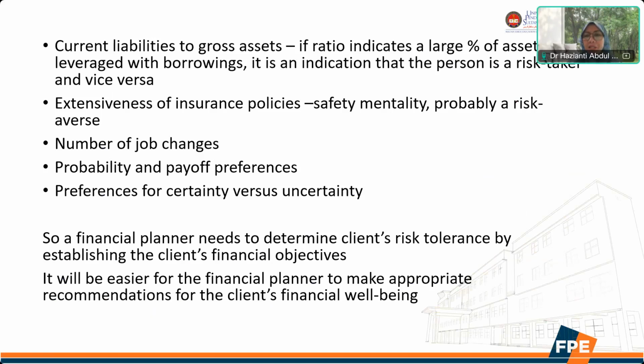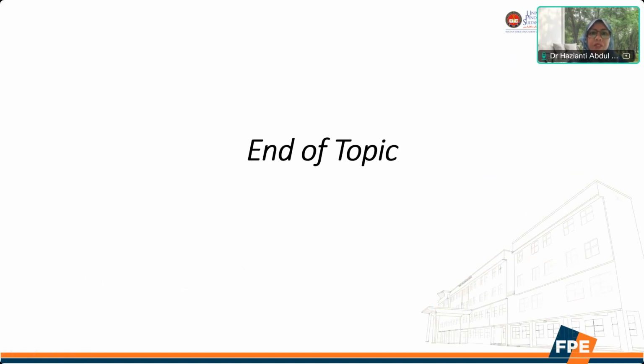So as a financial planner, you need to determine the client's risk tolerance by establishing the client's financial objectives. Why? Because it will be easier for you to make appropriate recommendations for the client's financial well-being. So in this module 2, this will be one of the recommendations that will be made to the clients, which is, do they need more insurance or do they need more Takaful policies to maybe help during their retirement later, or maybe help in protecting the family, right?